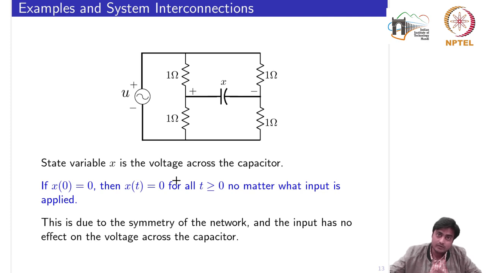We should be careful, because when we speak about the two subspaces, the reachable subspace and the controllable subspace, in the reachable subspace we want to go from 0 to some finite value in finite time. But here, depending on the circuit, if you are starting with 0, it might be possible that you will never reach a finite value. This is particularly due to the symmetry of the network, and the input has no effect on the voltage across the capacitor. If you recall your basic measurement course, this is a bridge network where the current will never flow in this middle branch.